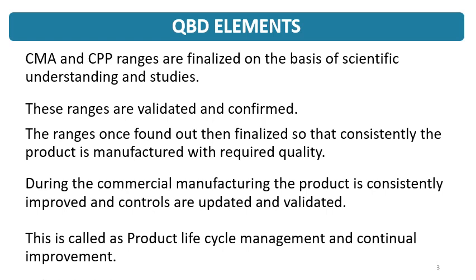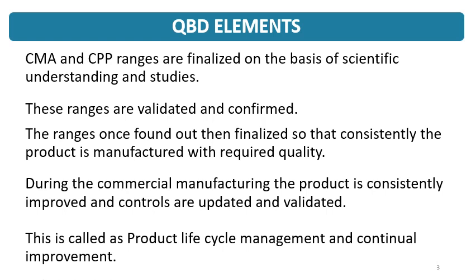There are certain ways to understand the ranges for the process and the levels for the excipients and the critical material attributes of the raw materials. The raw materials may be the drug substance, that is API, and the excipients. These ranges are required to be validated and confirmed. Once the ranges are found, they are finalized so that the product is consistently manufactured with the required quality.